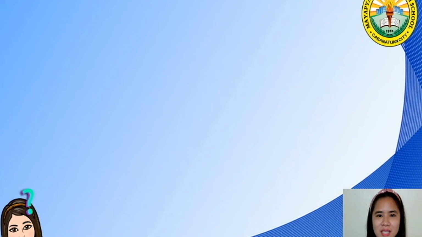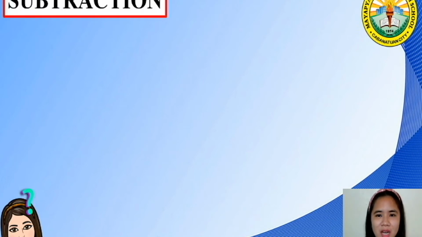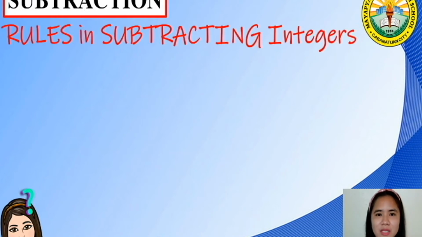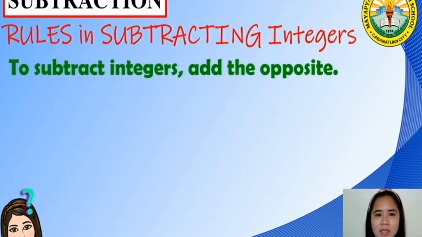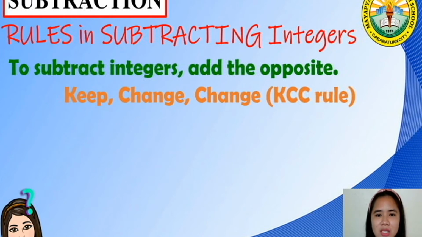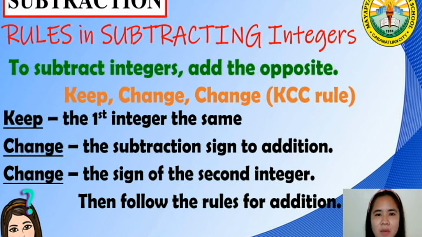Let us now proceed to the second operation, which is subtraction of integers. But the question is, what are the rules in subtracting integers? To subtract integers, add the opposite, or we will use the KCC rule in subtracting integers, or the keep, change rule. Keep the sign of the first integer the same. Change the subtraction sign to addition sign. Change the sign of the second integer to its opposite. Then follow the rule in adding integers.